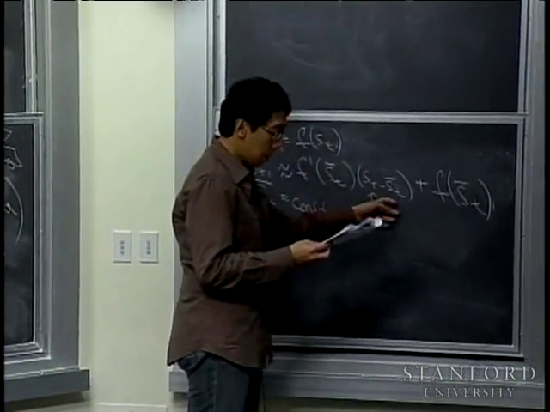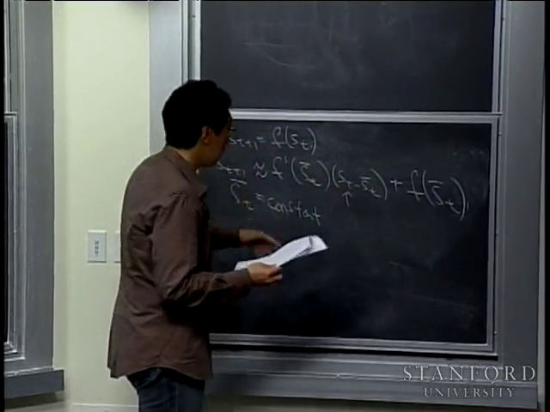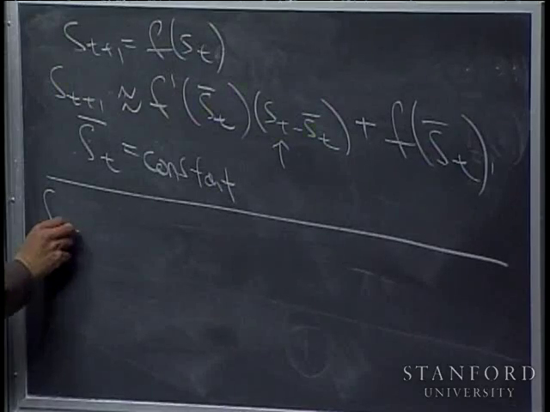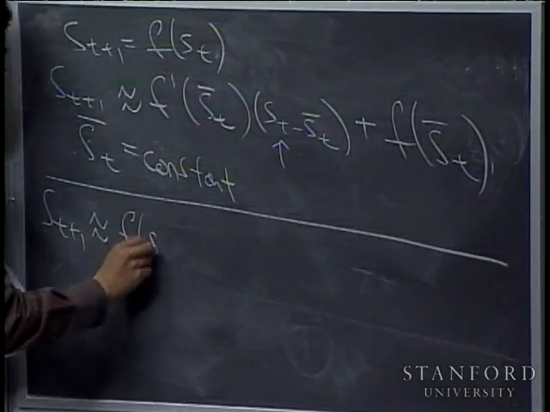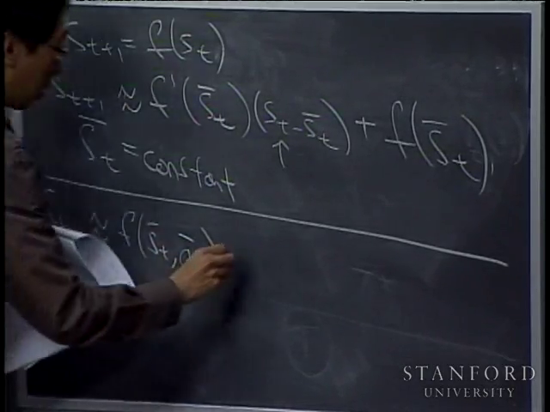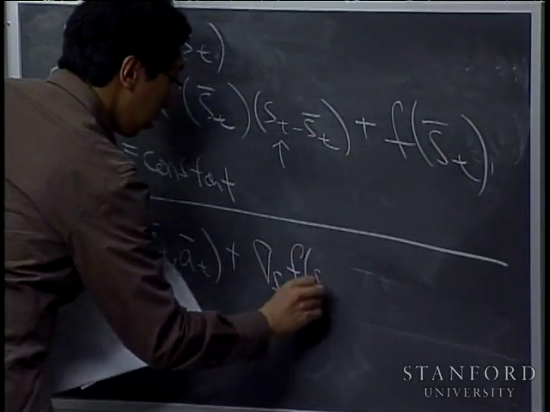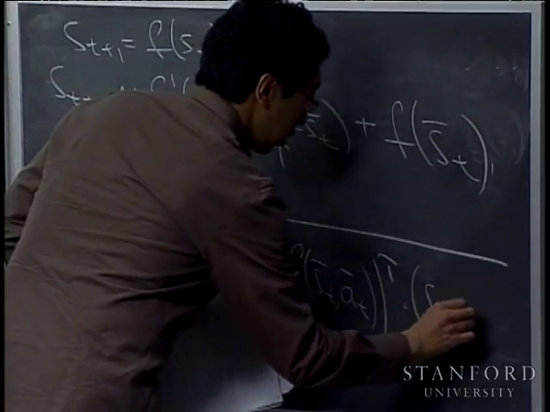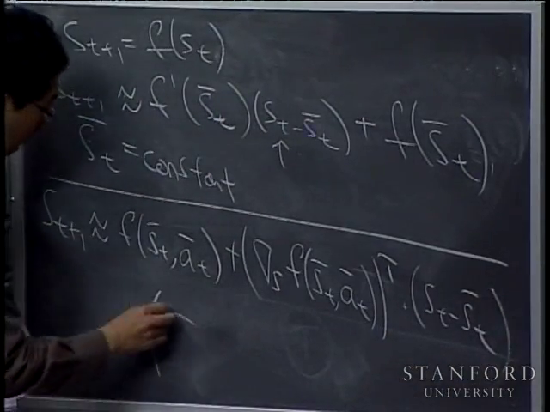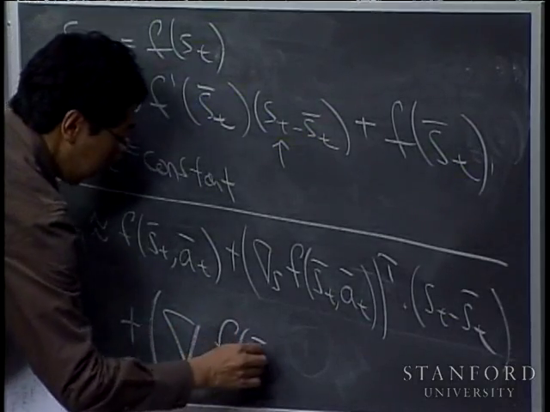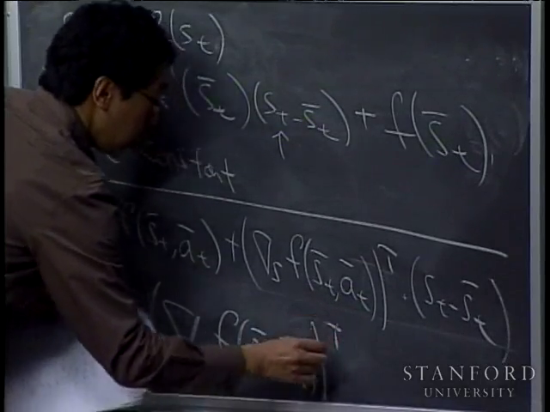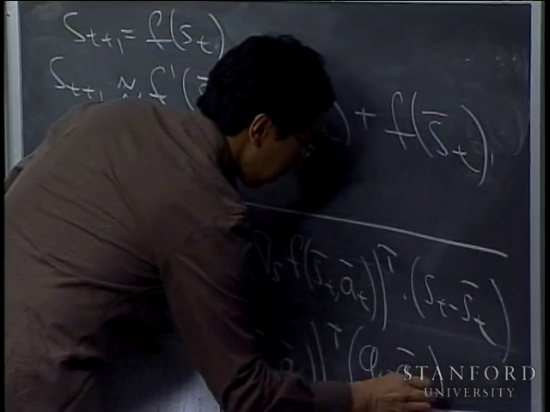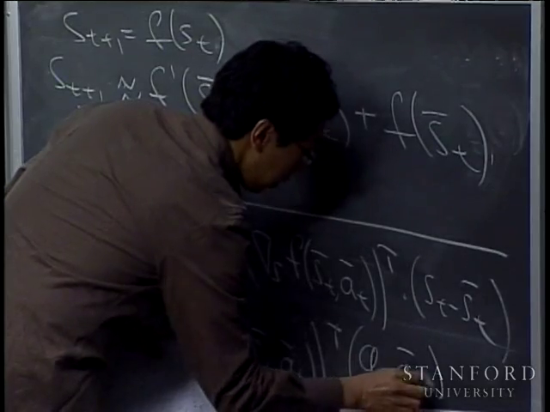So coming back to this formula, I wrote this down for the special case of a 1D state variable, and if there are no actions. The general formula for the linearization approximation is that s_{t+1} is approximately f of s bar t, a bar t, plus the derivative terms with respect to the state and the action.